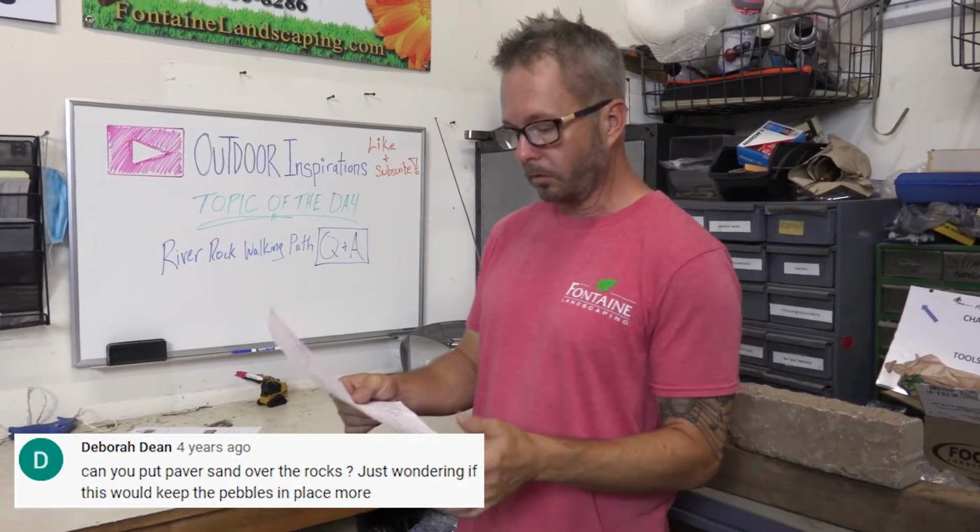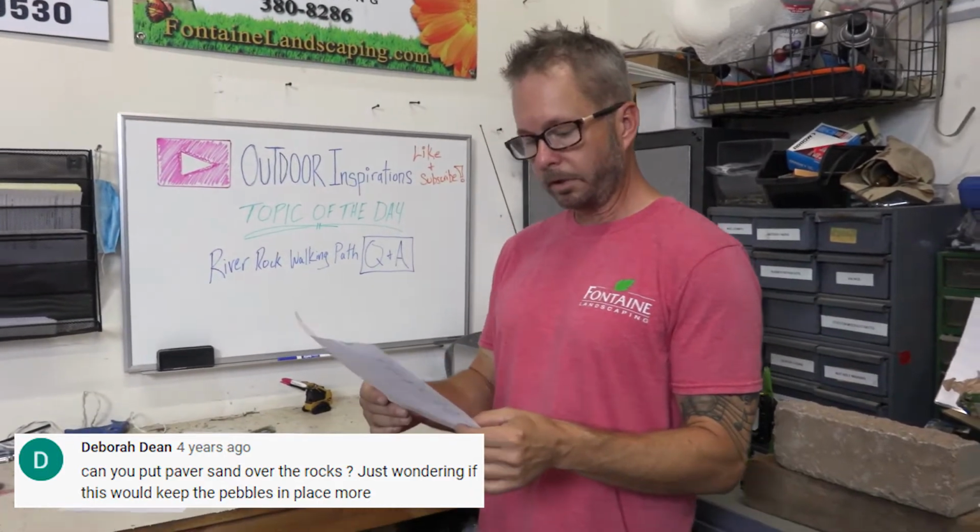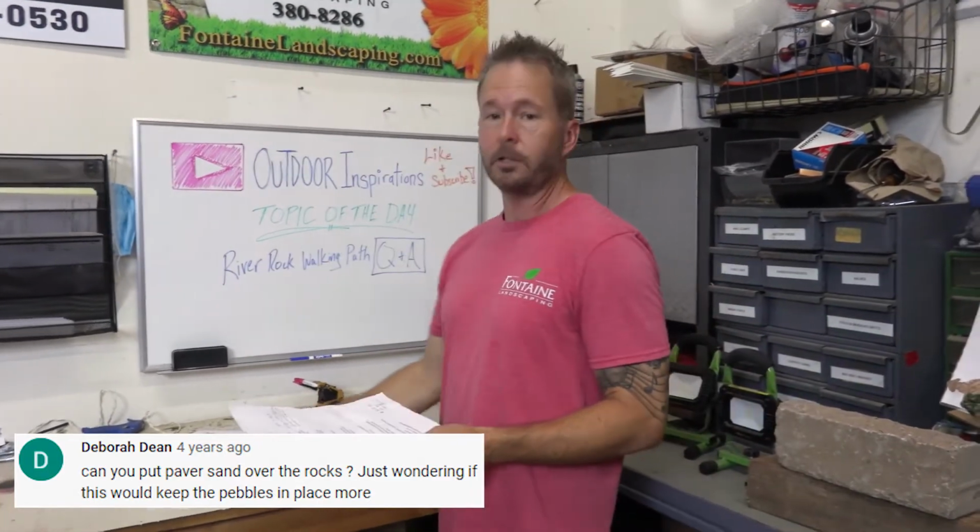Okay, question from Deborah Dean. Can you put paver sand over the rocks? Just wondering, this would keep the pebbles in place more. You can use sand over the rocks to help give it some stability. Paver sand's generally made for pavers, so it falls into the cracks of a paver. Problem with putting paver sand on rocks is rocks move, unlike pavers. So you're going to get that paver sand, which is a bonding sand. You wet it after you put it down, it's going to break up and just turn into a mess.